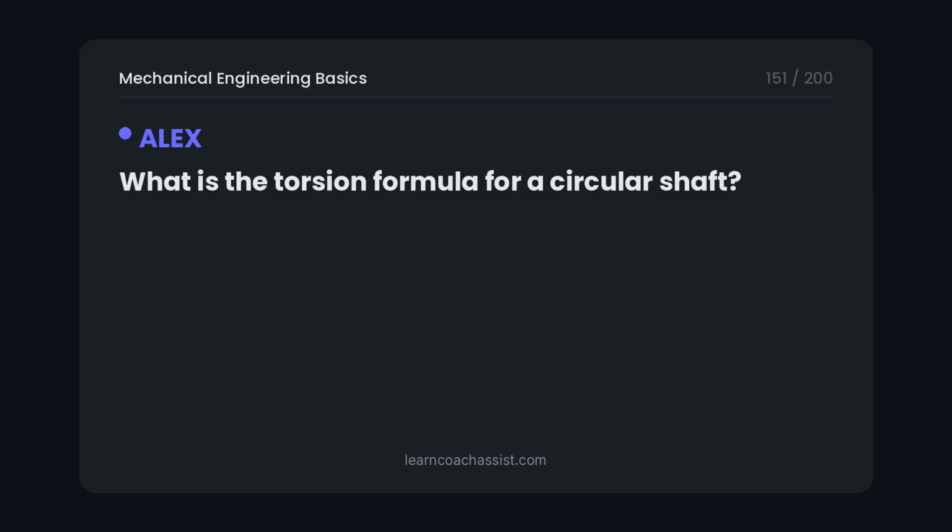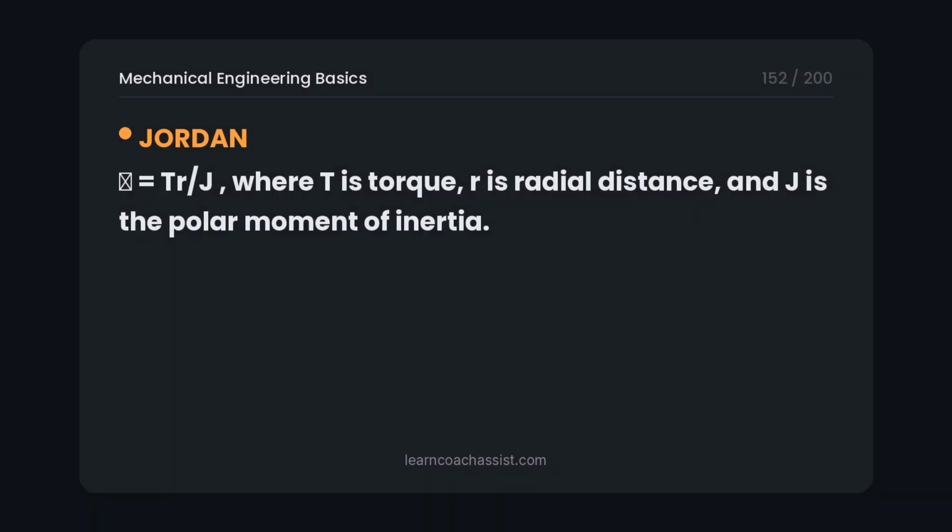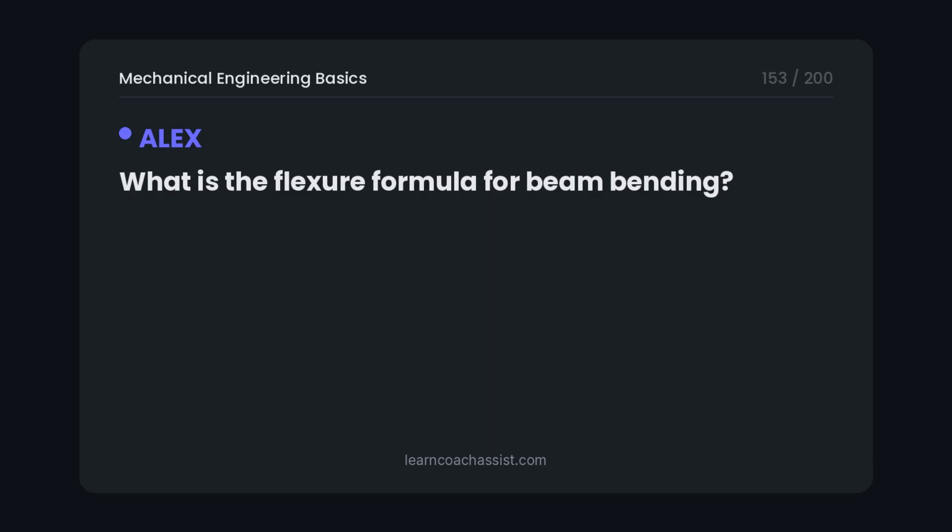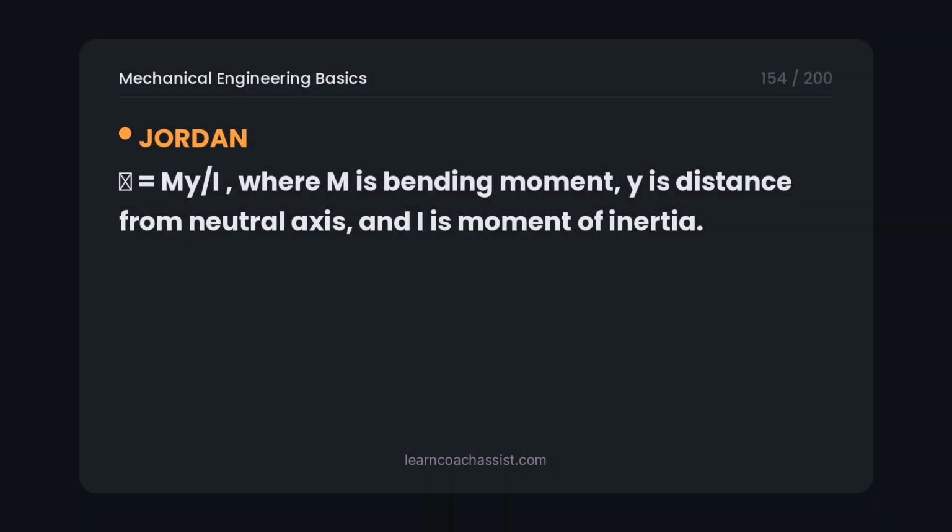What is the torsion formula for a circular shaft? Tau = Tr/J, where T is torque, r is radial distance, and J is the polar moment of inertia. What is the flexure formula for beam bending? Sigma = My/I, where M is bending moment, y is distance from neutral axis, and I is moment of inertia.